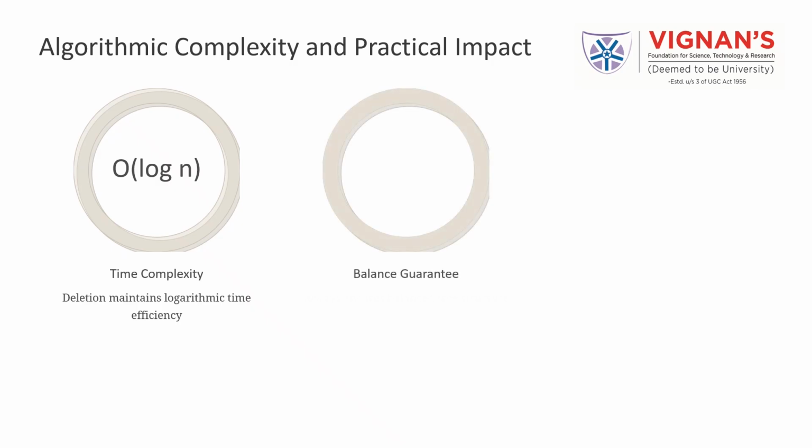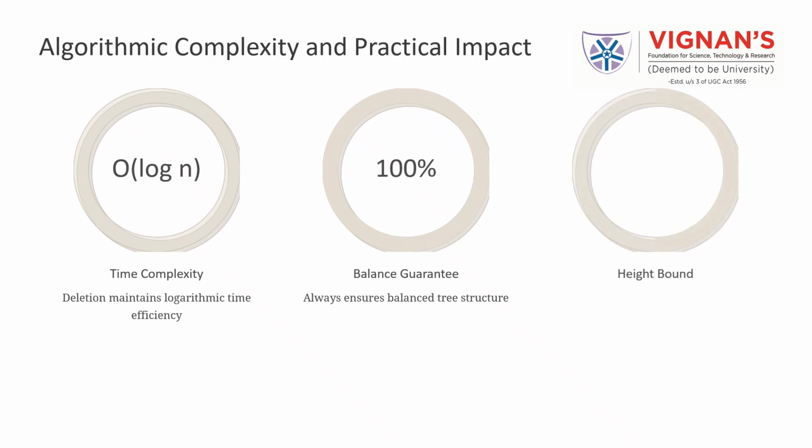After every deletion and fix-up, the red-black tree properties are restored, ensuring the tree never becomes skewed. The height of a red-black tree is bounded by approximately 2 times log of n plus 1, which means the tree remains shallow, even for large values of n. This controlled height is the reason why red-black trees are preferred in performance-critical systems.